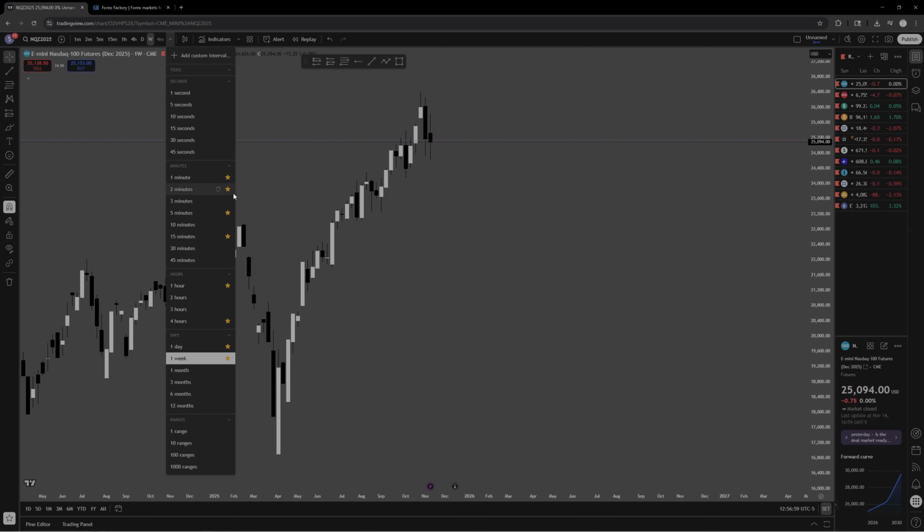And then you can go to these ones, and wherever there's a star, it will appear up here. So if I remove that 1 minute, I see it's gone from up here, but if I add it back, it's right there. I like to do this for the time frames I use mostly, so it's just easy access, but it's really a personal preference.